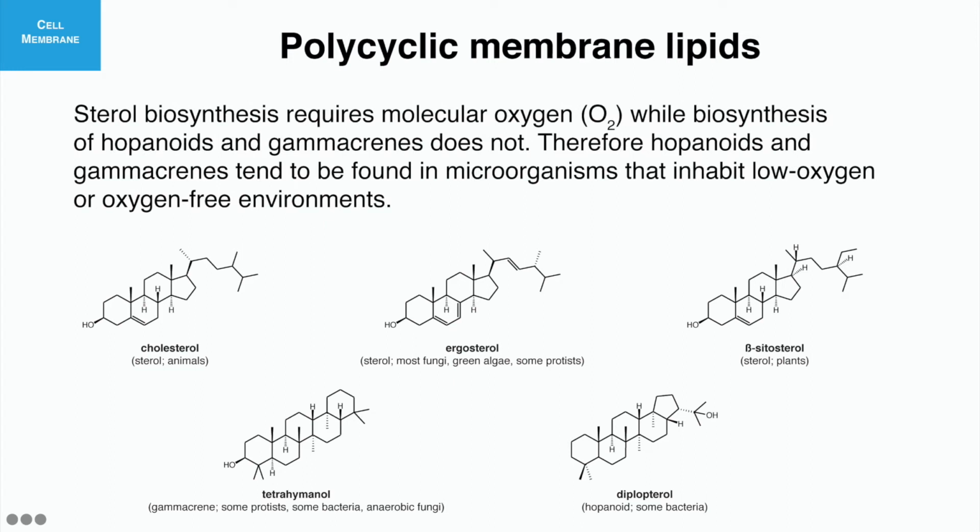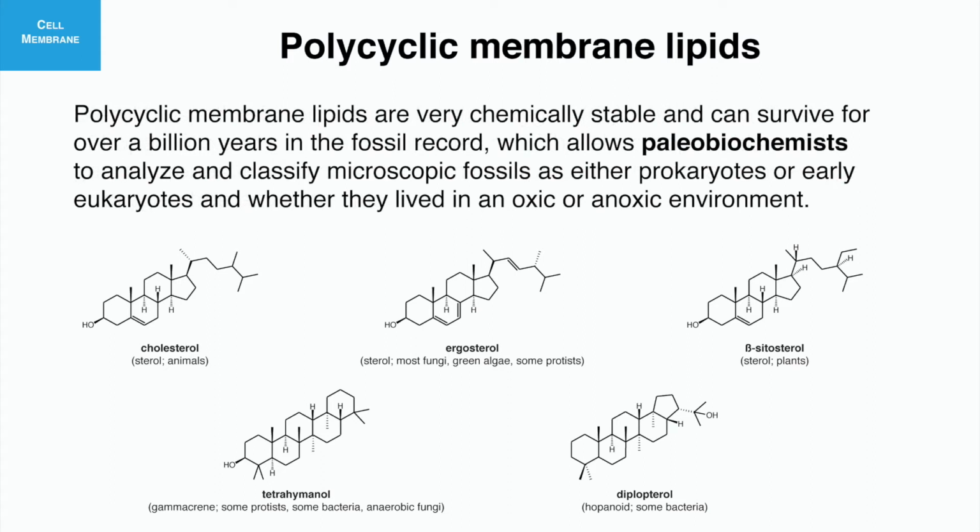Sterol biosynthesis requires molecular oxygen, while biosynthesis of hopanoids and gammacrines does not. Therefore, hopanoids and gammacrines tend to be found in microorganisms that inhabit low oxygen or oxygen-free environments. Polycyclic membrane lipids are very chemically stable and can survive for over 1 billion years in the fossil record, which allows paleobiochemists to analyze and classify microscopic fossils as either prokaryotes or early eukaryotes and whether they lived in an oxic or anoxic environment.